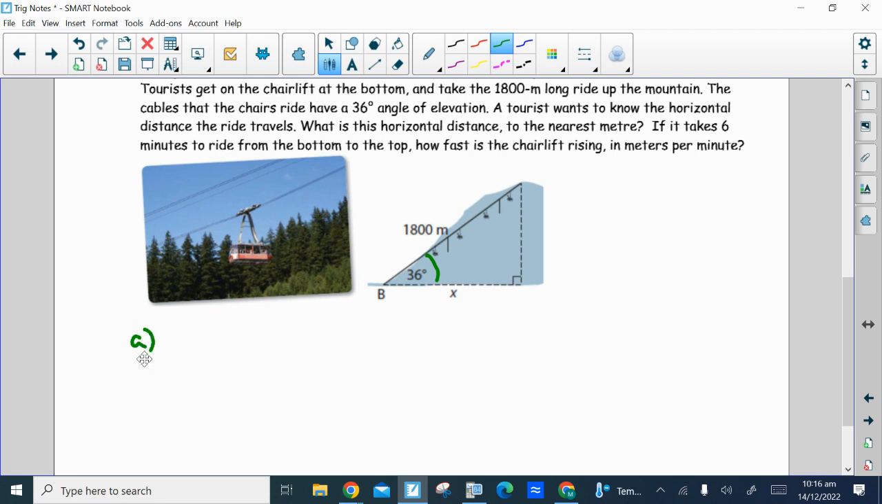So let's say we'll label that part A. And remember, when we're using trigonometry, we always label the sides of the triangle. The side across from the right angle is the hypotenuse. We're given that 36-degree angle. We're going to use it. The side across from that is the opposite. The third side is the adjacent.